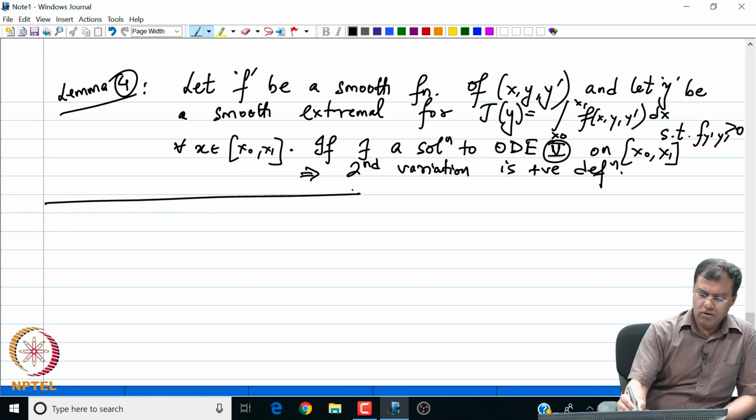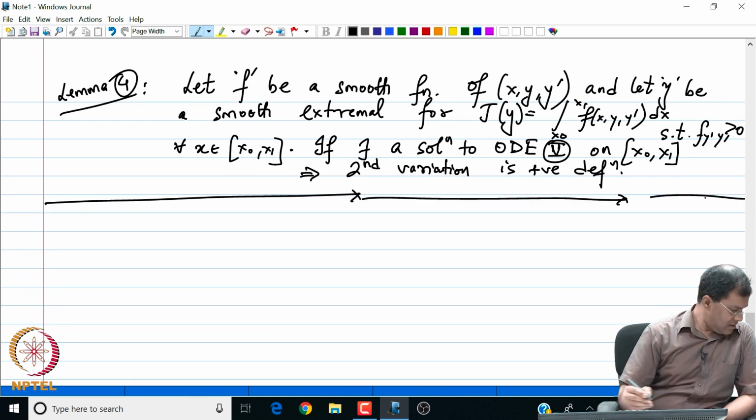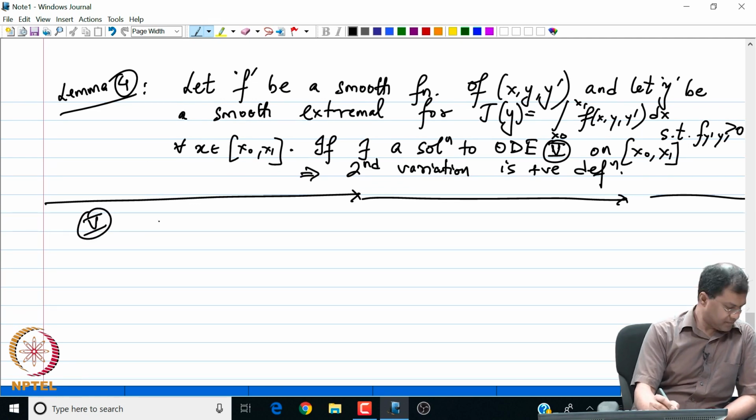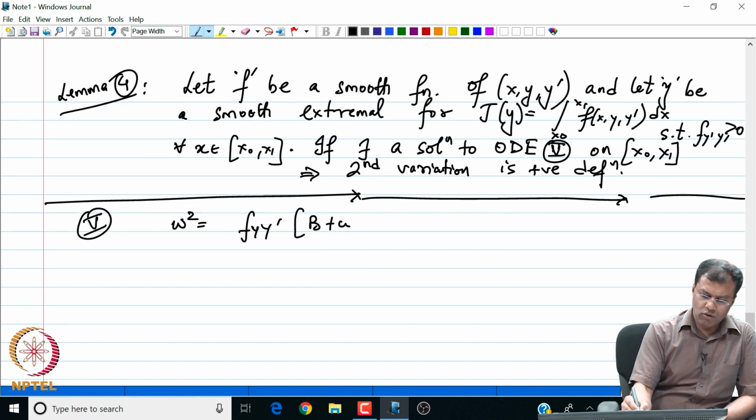So, what is the ODE again? Let me write it down. The ODE 5 is omega square is equal to f y prime b plus omega prime. So, this is my ODE. This is for all x in the interval x naught to x1.